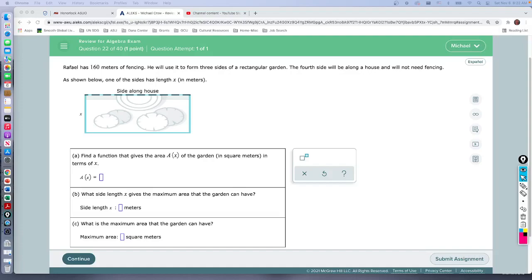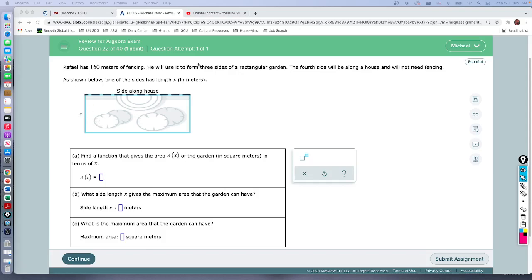Question 22 here. We are being asked to put a fence in, and we get to use a house along one side, so we only need the fencing on three sides. What I like to do with these is, what are the questions? Find a function that gives the area of the garden, length times width, so we'll get there. What side length x gives the maximum area, and what is the maximum area? Now let's just go ahead and do this.